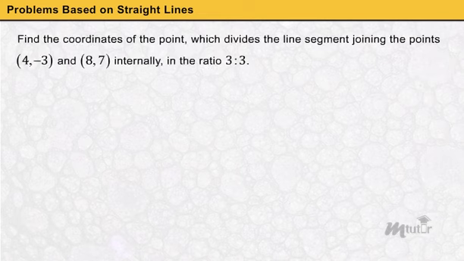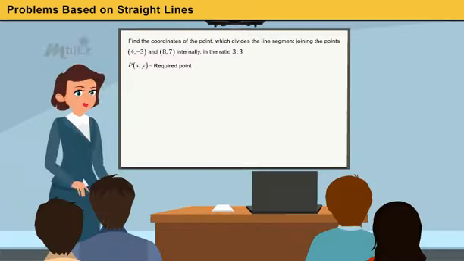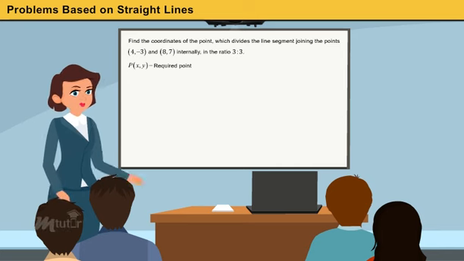Next problem is, find the coordinates of the point which divides the line segment joining the points 4, minus 3 and 8, 7 internally in the ratio 3:3. Let P of x, y be the required point. Now, tell me the formula to find the coordinate points of P.